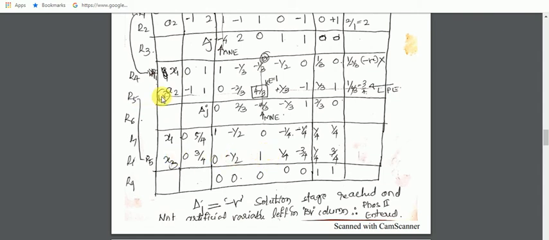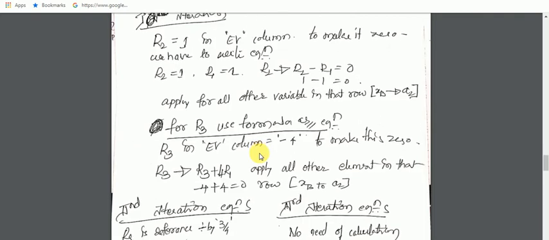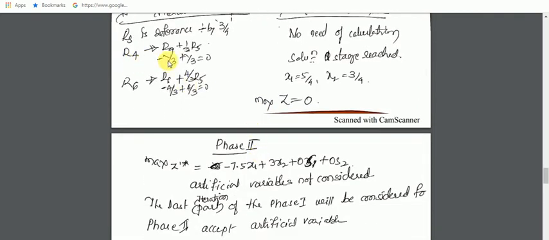Right. Now this R5 has been replaced here because the key element was not equal to 1. By considering this R5 row, we should write the equations for R4 and R6. R4 has minus 1 by 3. To make it 0, we need plus 1 by 3. Because of that, the equation is R4 equal to R4 plus 1 by 3 R5. That has been explained.